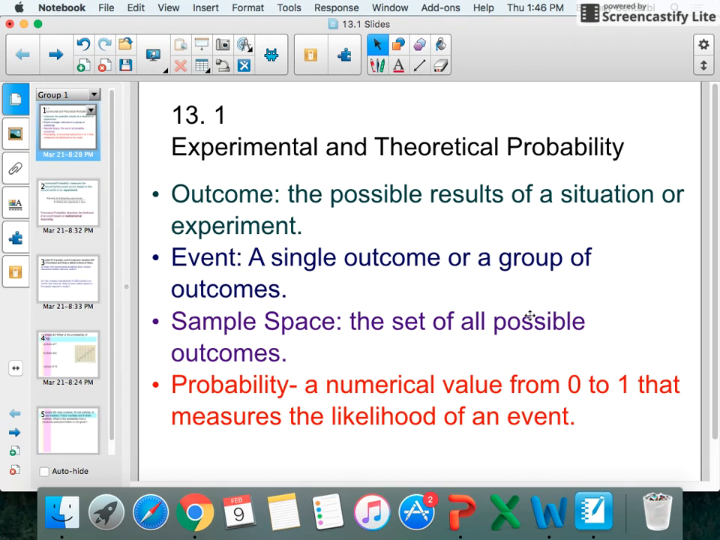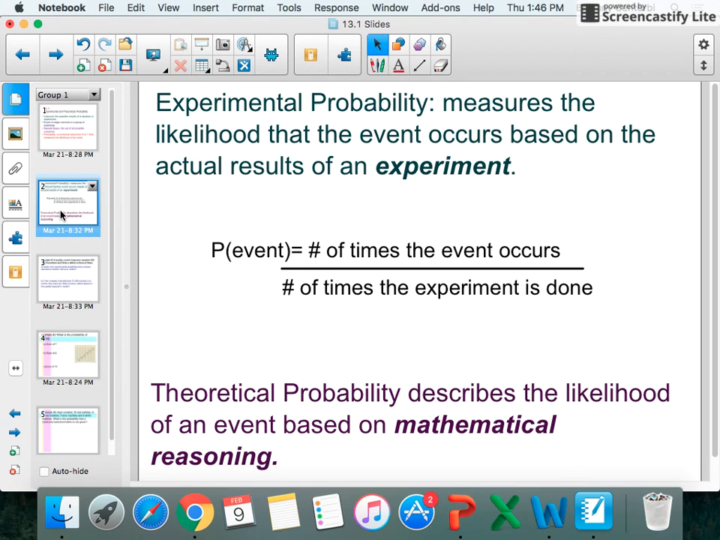And then you have probability, which is a numerical value from 0 to 1 that measures the likelihood of an event. So from 0 to 1, meaning that it's going to be a decimal or a fraction. So this chapter, we're going to be talking about experimental and theoretical probability.